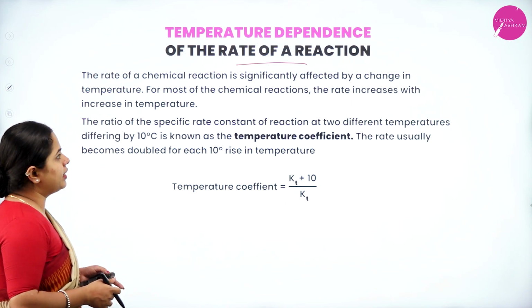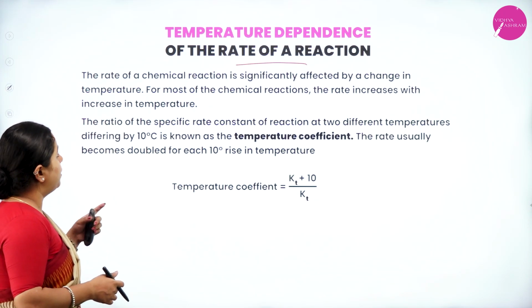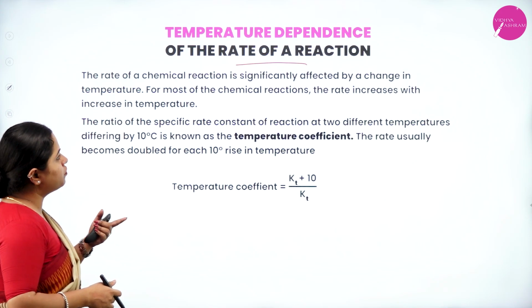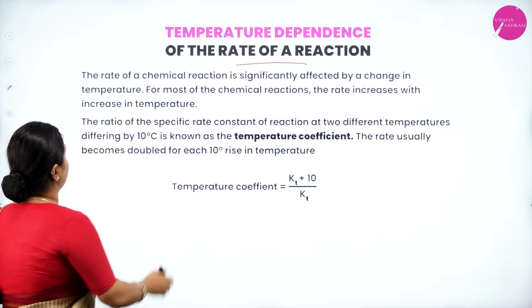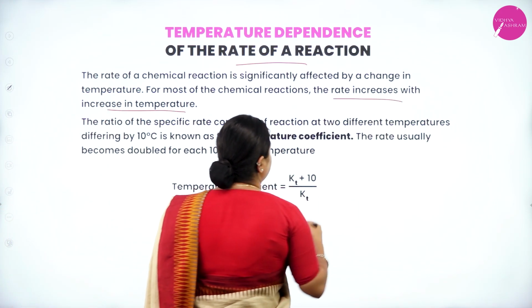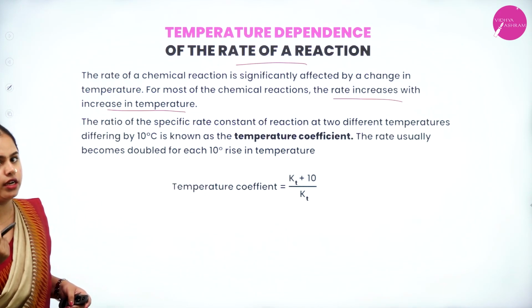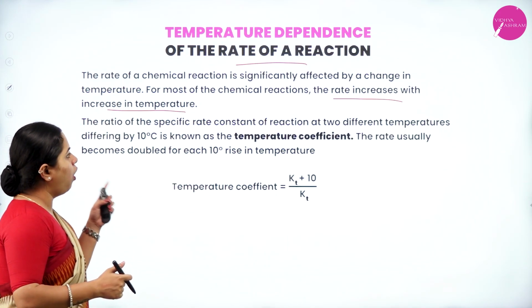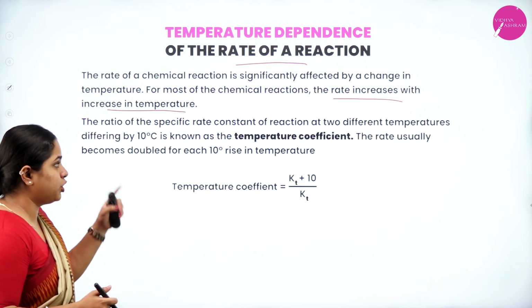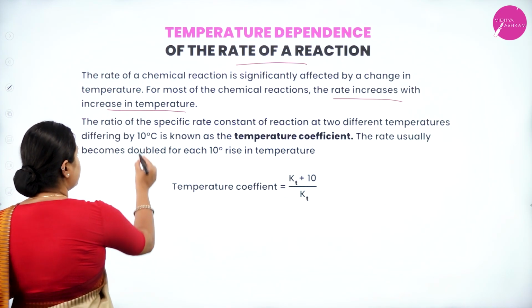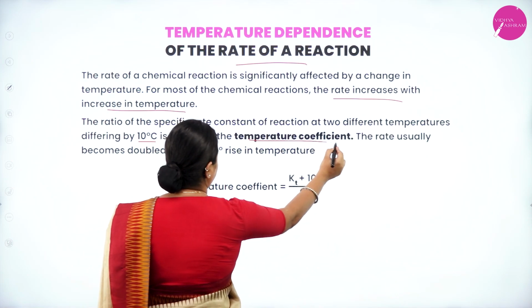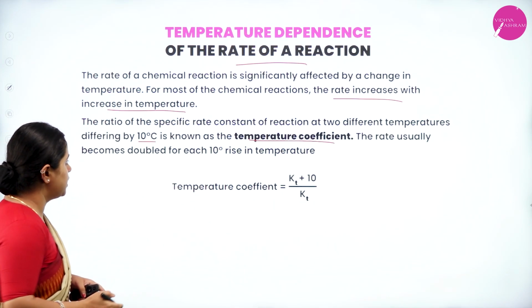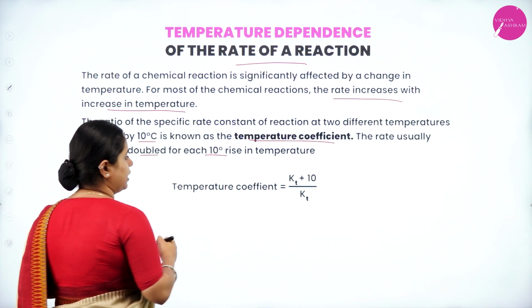So the rate of a chemical reaction is significantly affected by a change in temperature. For most chemical reactions, the rate increases with increase in temperature. So when we increase the temperature, the rate of the reaction also increases. The ratio of the specific rate constant of a reaction at two different temperatures differing by 10 degrees Celsius is known as the temperature coefficient. The rate usually becomes doubled for each 10 degree rise in temperature.